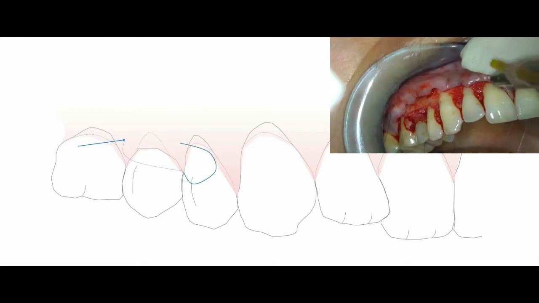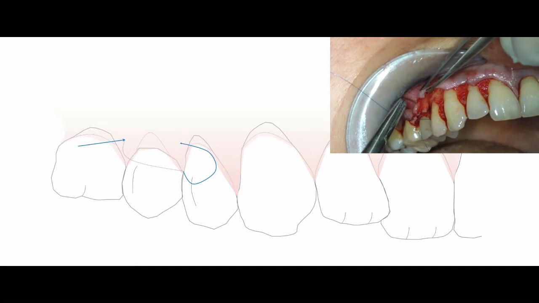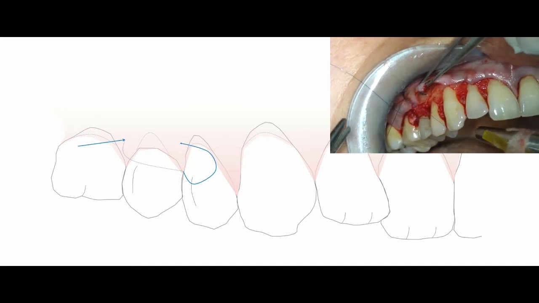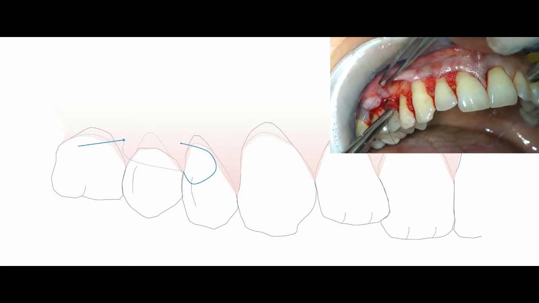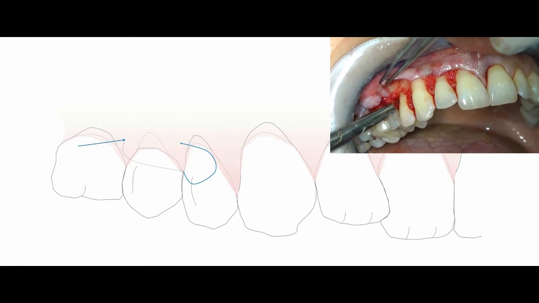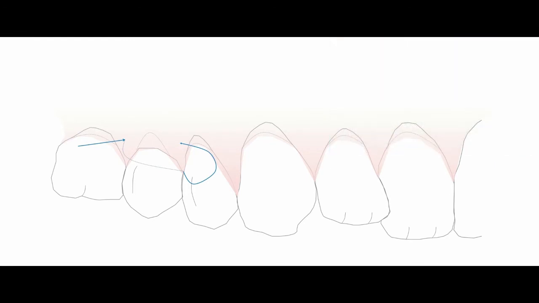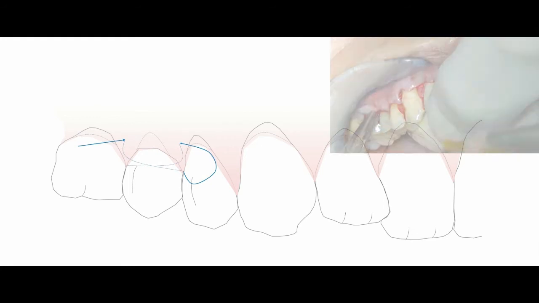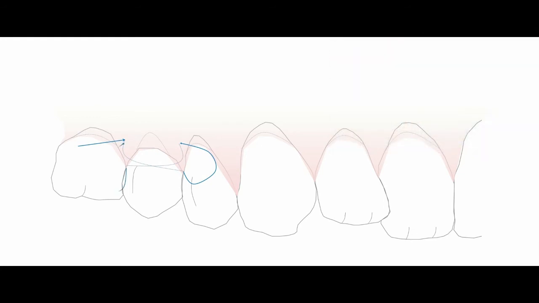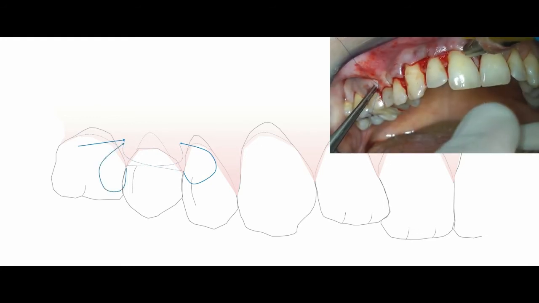The needle will then re-enter vestibularly, this time on the mesial papilla, and similarly will exit palatally. We will then transport it distally and once again make the needle pass to the vestibular side using the back of the needle and then tying the knot where we started.